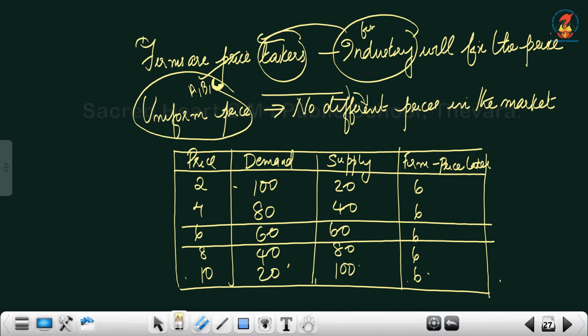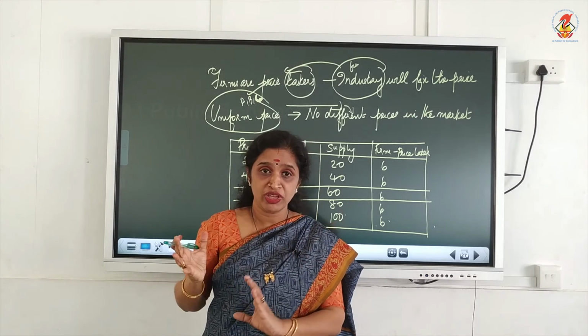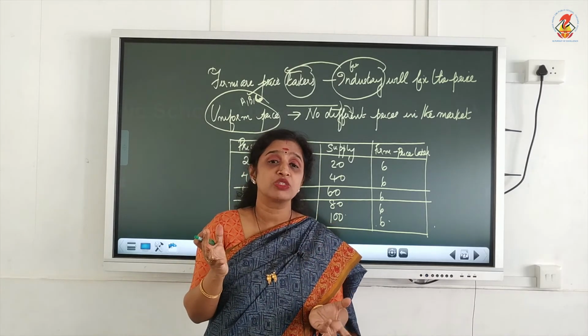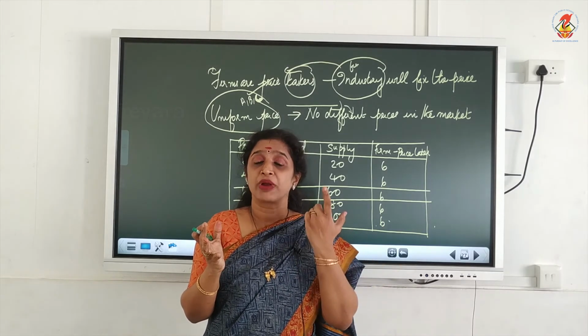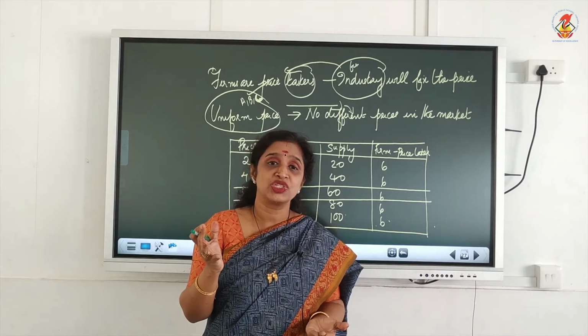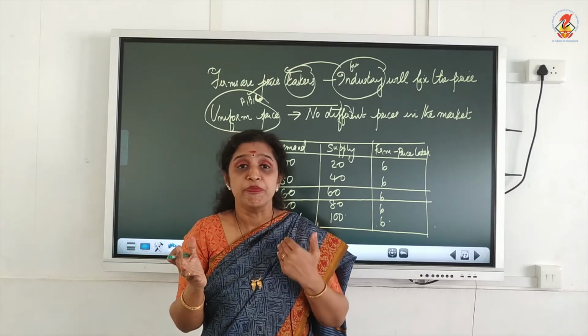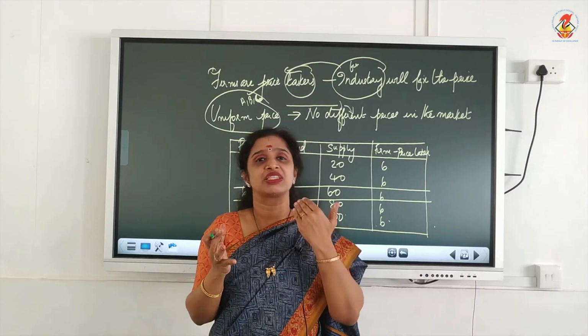So what are the features of a perfect competition? A perfect competition has got the following features. They have homogeneous products, a large number of buyers and sellers, uniform price, price is fixed, there is no selling cost, and firms are the price takers and industry is the price maker. And I told you how industry is going to fix the price.